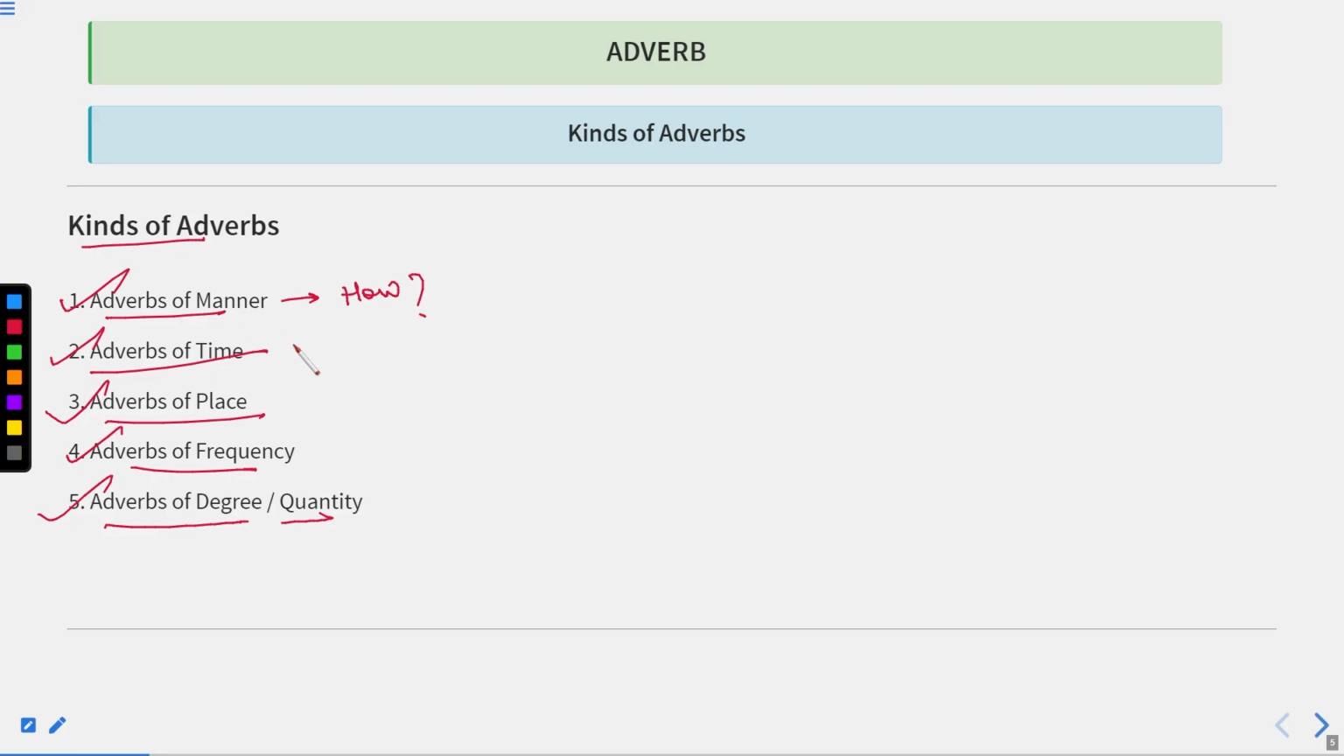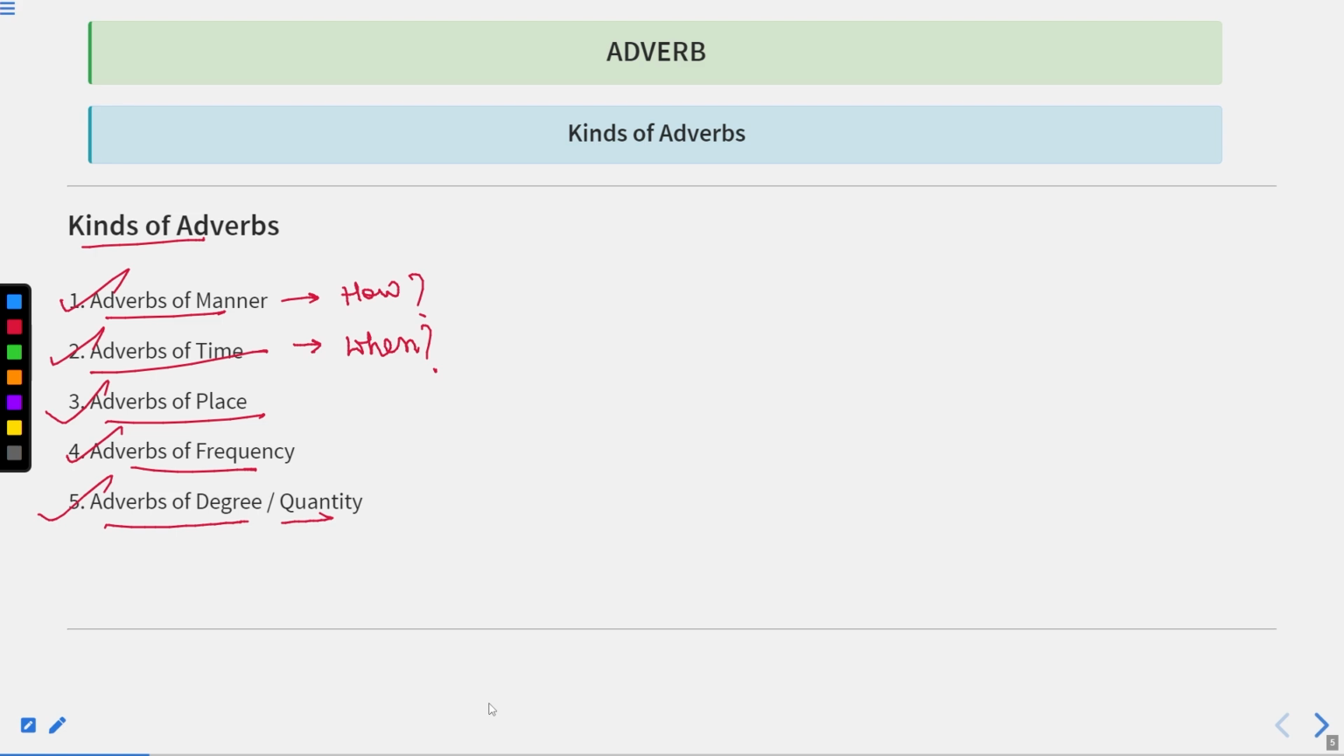Okay, adverb of time, it means the word replies to the question when. It means when did it happen. Okay, so that is adverb of time. For example, I came here yesterday. Okay, so yesterday is showing me the time of this action.